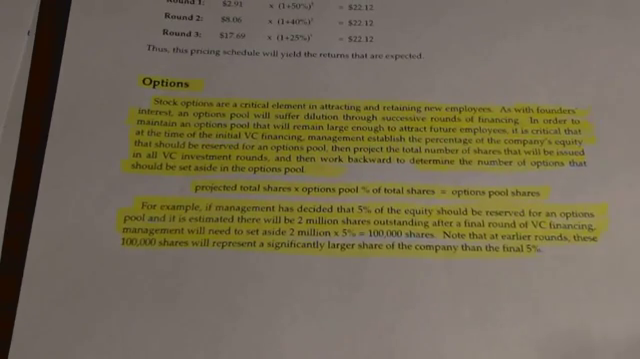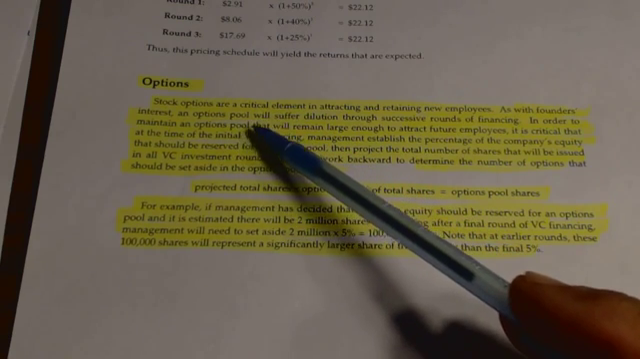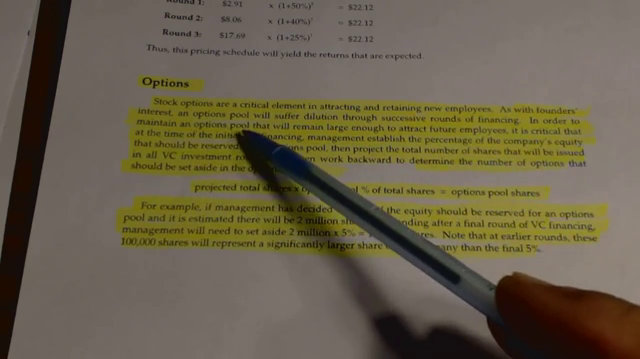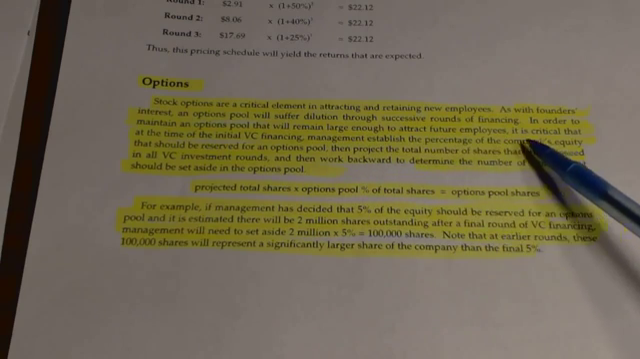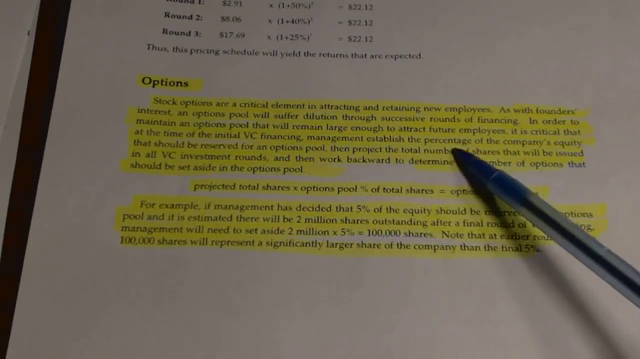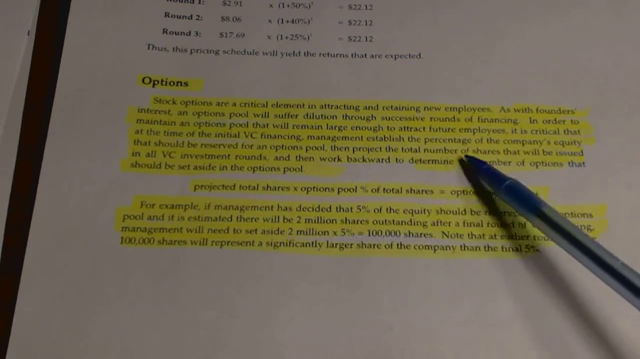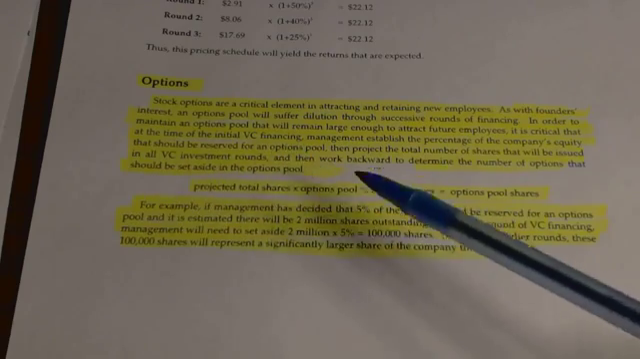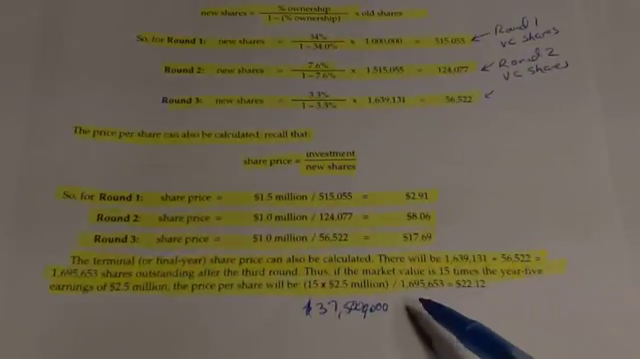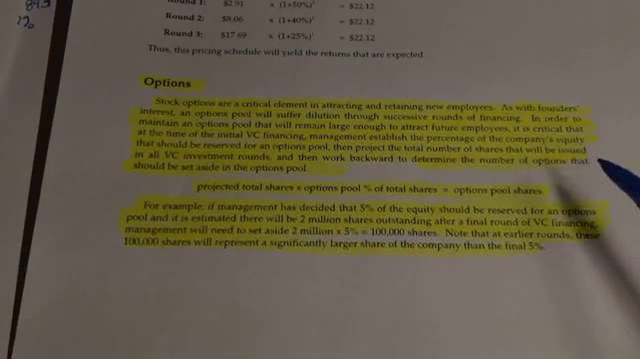Okay, and so the last thing, it says options. Stock options are a critical element in attracting and retaining new employees. As with the founder's interest, an option pool will suffer dilution through successive rounds of financing. In order to maintain an options pool that will remain large enough to attract future employees, it is critical at the time of the initial VC financing, management establish the percentage of the company's equity that should be reserved for an options pool, then project the total number of shares that will be issued in all VC rounds. So basically, what they need to do is try to figure out, to the best of their abilities, that they're going to end up with almost 1,700,000 shares at the end. So these guys don't get diluted.